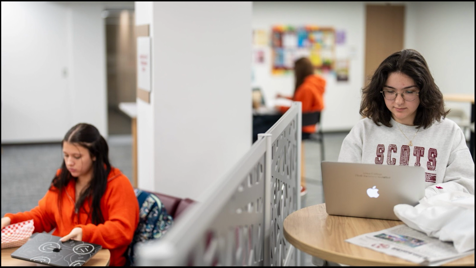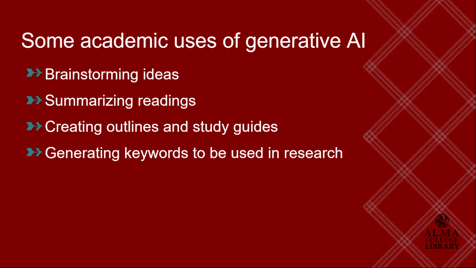Now that you have a basic understanding of how generative AI works by predicting likely words or phrases, let's look at how you might actually use it. You or someone you know has probably already used generative AI. Students might use generative AI for tasks like brainstorming ideas, summarizing readings, creating outlines and study guides, or generating keywords to be used in research.